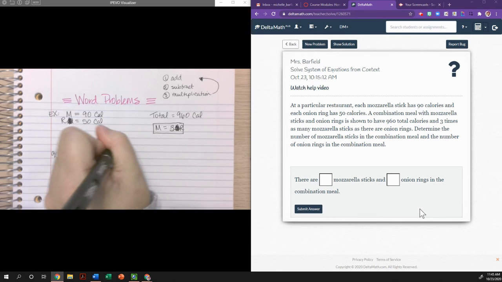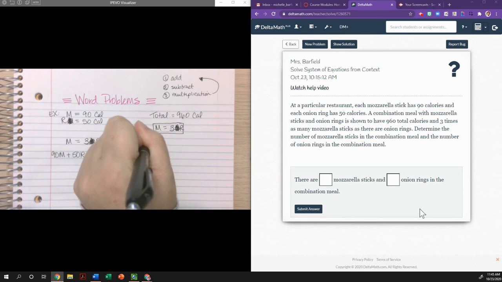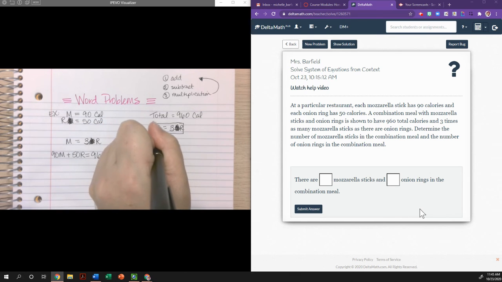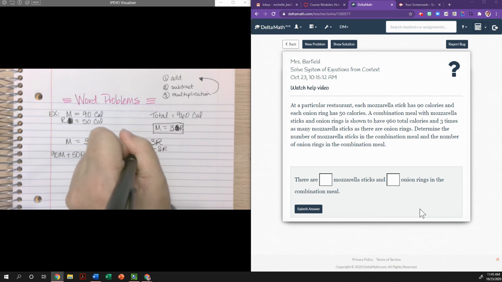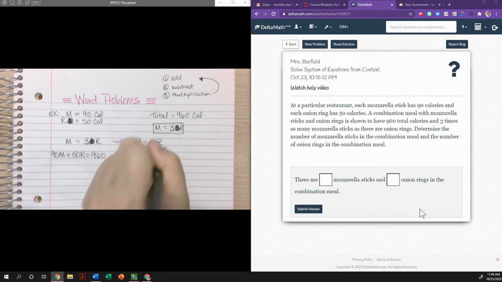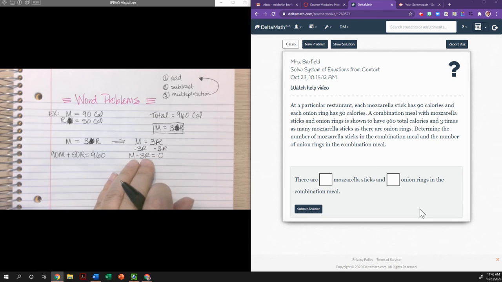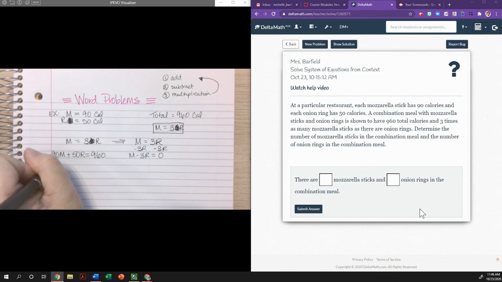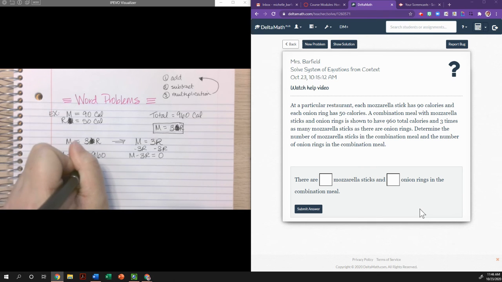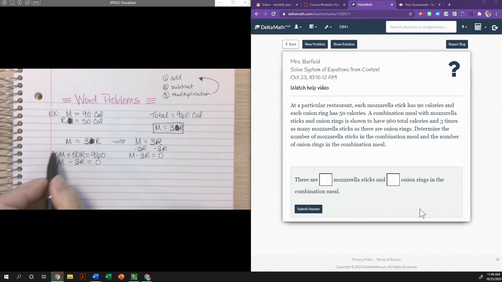Okay, you have to take m equals 3r and you have to subtract 3r from both sides because you have to get m minus 3r now equals 0. Okay? Because now I have the m and the r on the same side. And I know for some of you are thinking, why did you just do that? Sometimes we have to do things that we don't want to do. All right, so now I have m minus 3r equals 0. All right, so now I'm ready to go with elimination method.